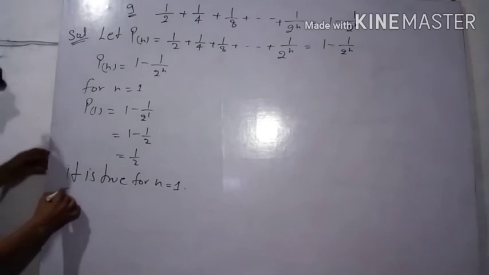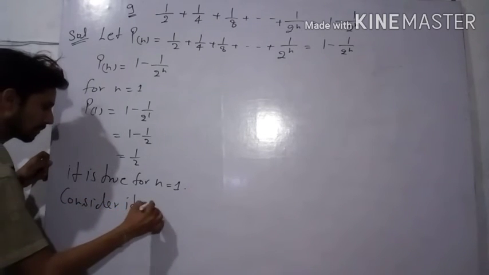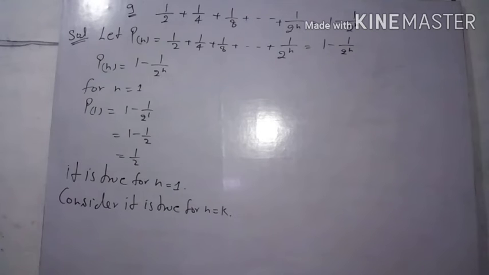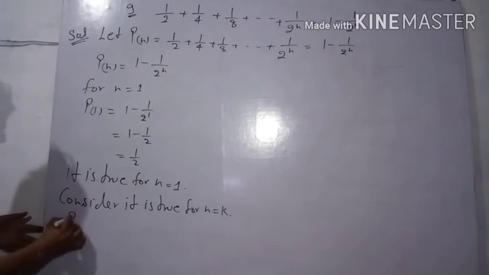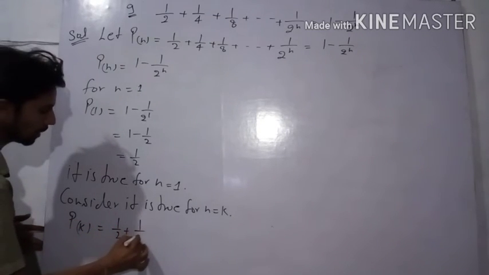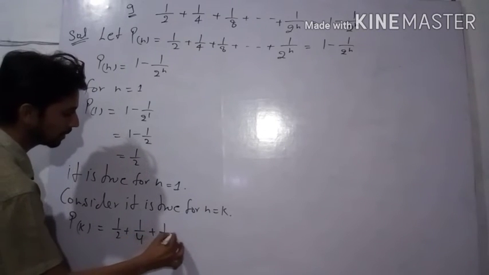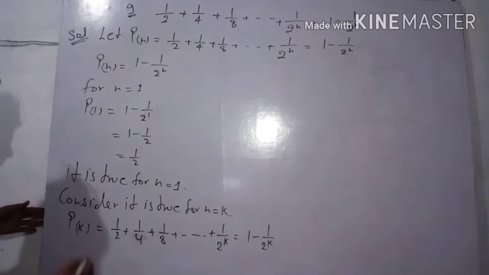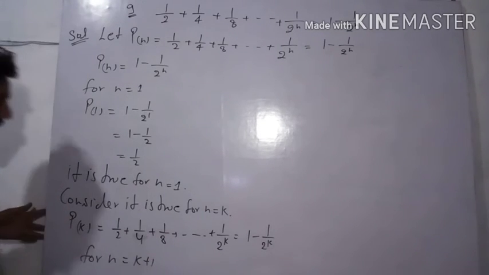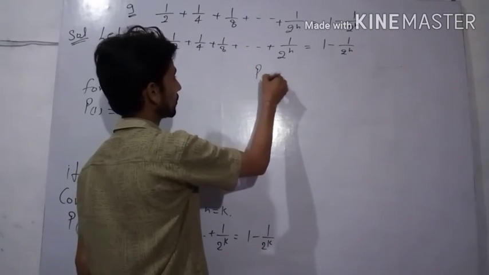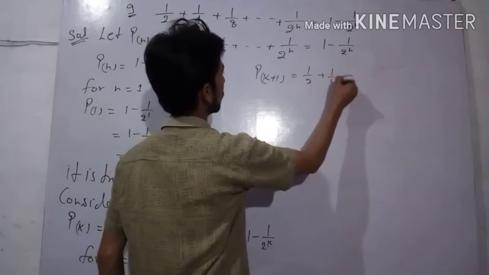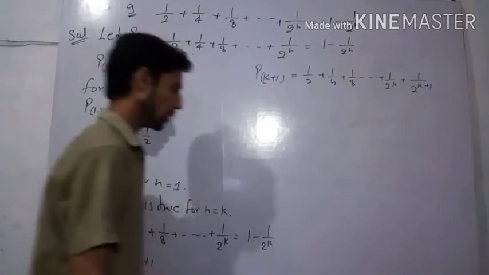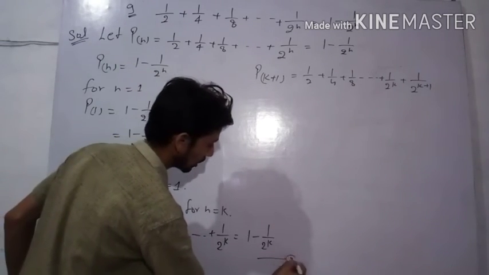Now consider it is true for n equals k. P(k) is equal to 1 upon 2 plus 1 upon 4 plus 1 upon 8 plus dot dot dot plus 1 upon 2 exponent k is equal to 1 minus 1 upon 2 exponent k. Now for n equals k plus 1, P(k plus 1) is equal to 1 upon 2 plus 1 upon 4 plus 1 upon 8 plus dot dot dot plus 1 upon 2 exponent k. The next term is here, 2 exponent (k plus 1). So we use equation 2 and put the value of this.